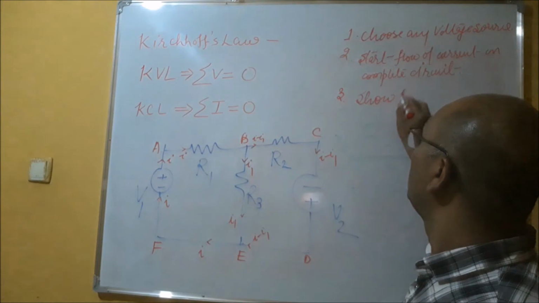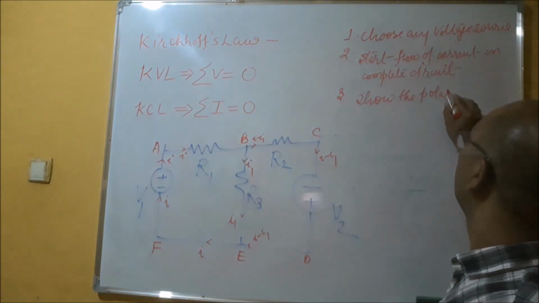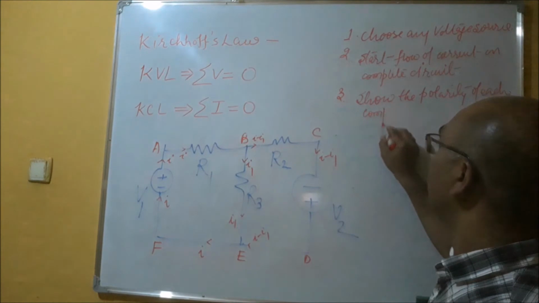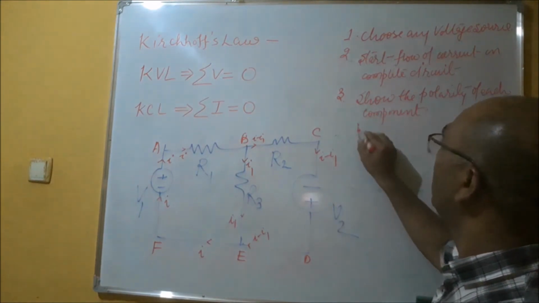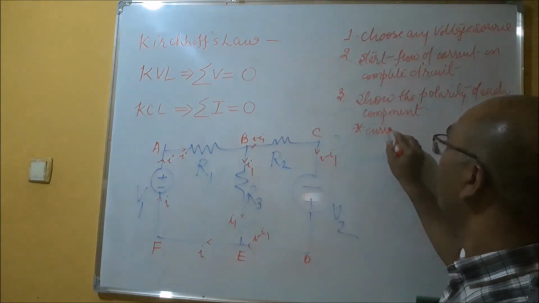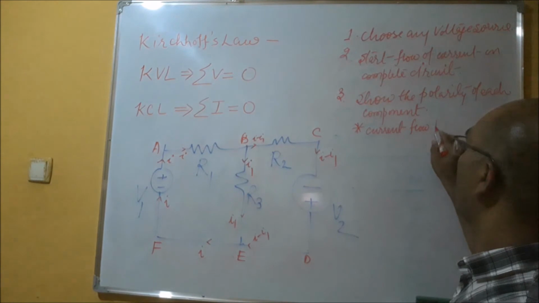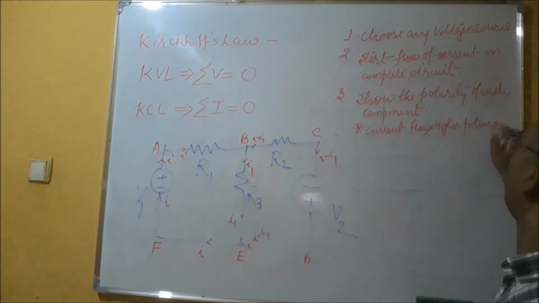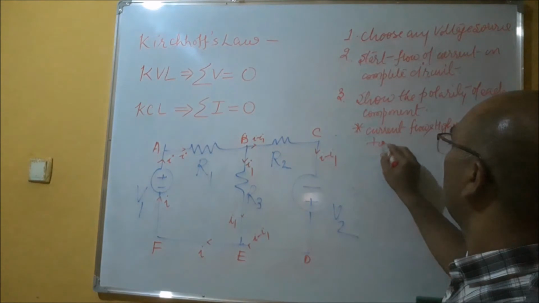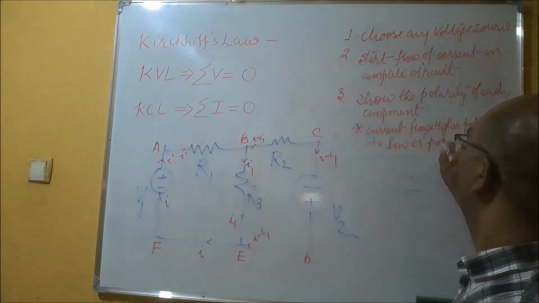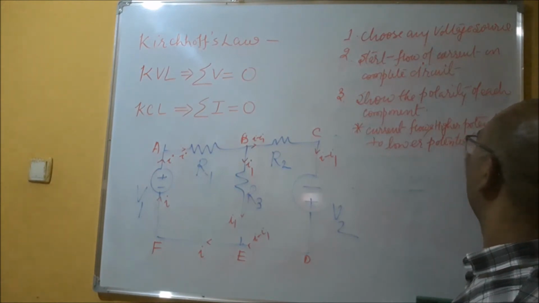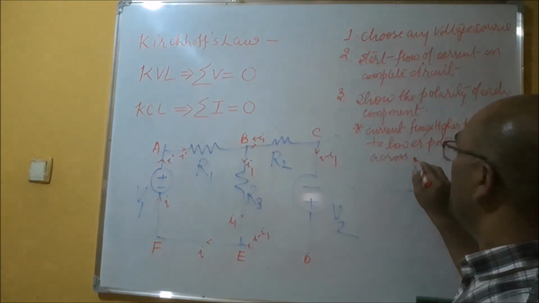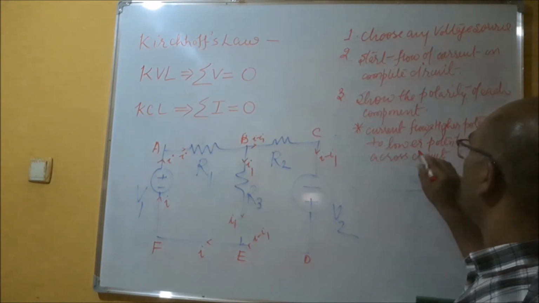show the polarity of each component. Current always flows from higher potential to lower potential across a circuit element.